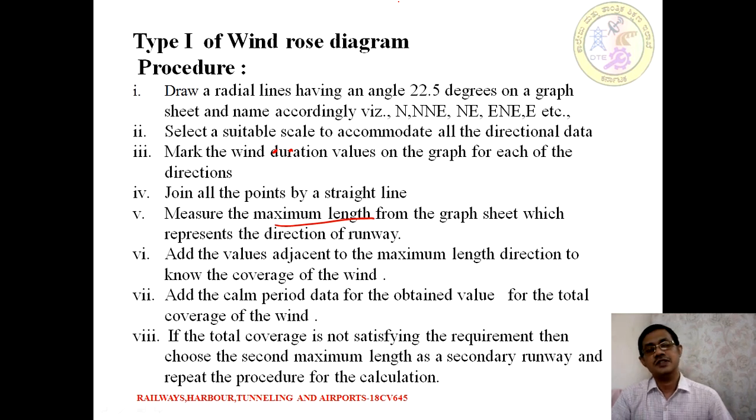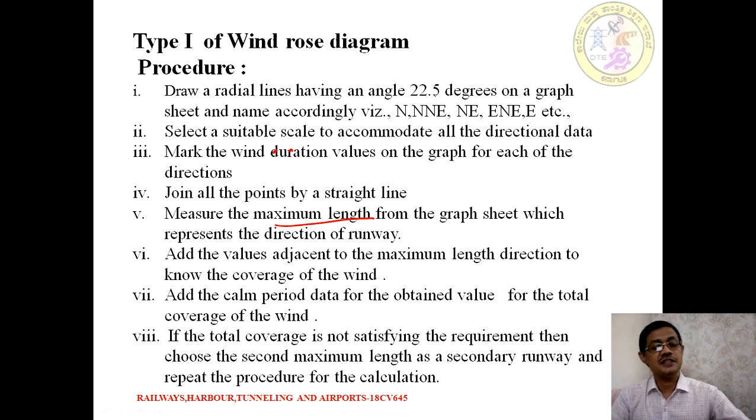After that, in any case, the calm wind, whatever wind is less than 6.4 kilometers per hour, is deducted from the total, that is 100 minus the total duration of the wind. That component is once again added to the total value to get the total coverage value.